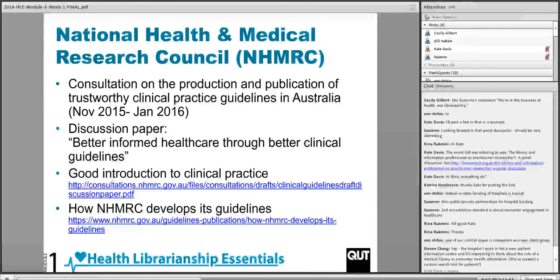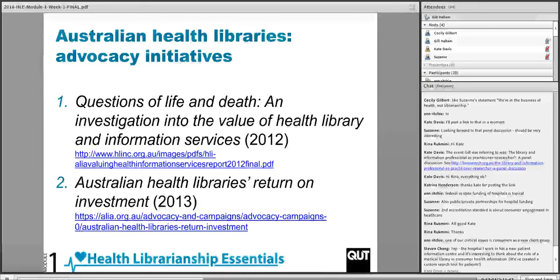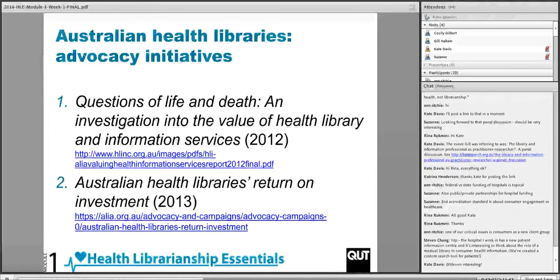Where does ALIA fit into all of this as well? And Health Libraries Inc., which is the body of an advocacy group in Victoria, and some of you are in Victoria and will understand what's happening there as well. But there's been a couple of good studies which really look at the value of health library and information services. So the two that are here on the Health Libraries Inc. website, Questions of Life and Death, and that's an investigation into the value of health library and information services. That's dating back to 2012.